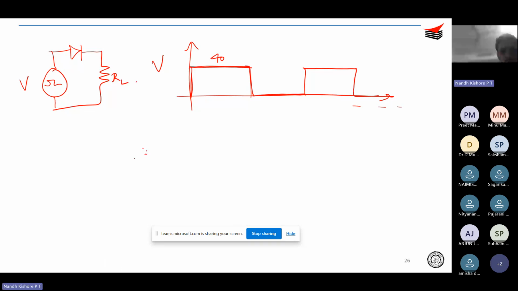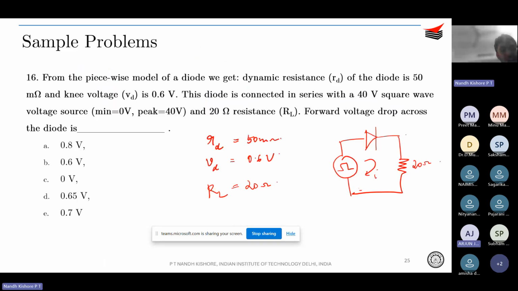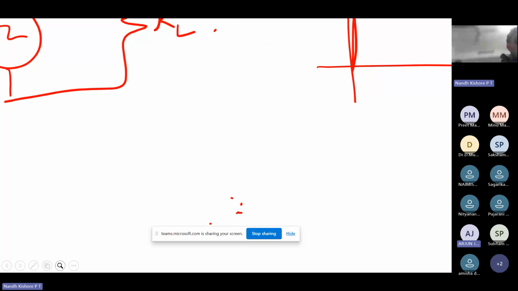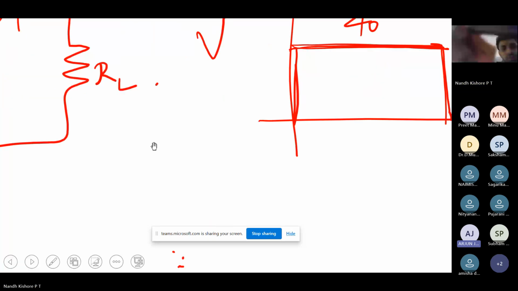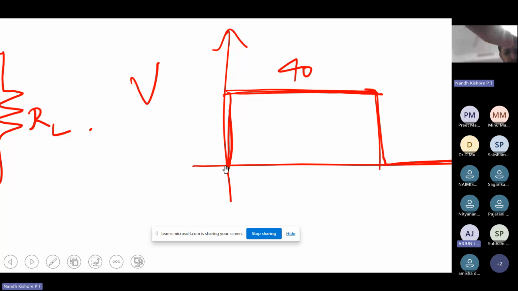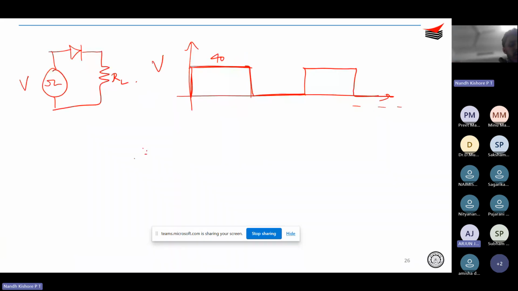But what is the question? Forward voltage drop across the diode is dash. So what is the voltage drop across the diode? Right? So that's the question.